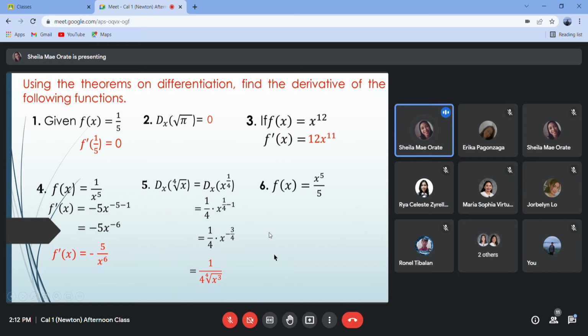Okay, next we have the function x raised to the power of 5 over 5. What is the derivative of x raised to the power of 5 over 5?